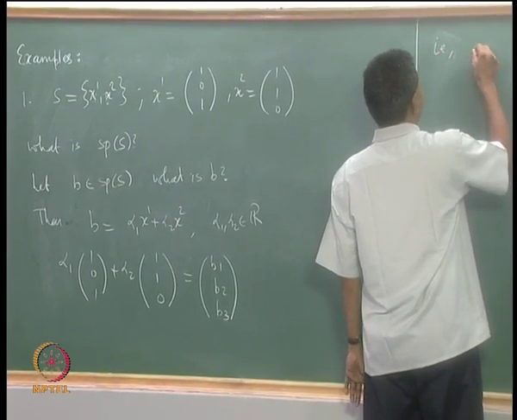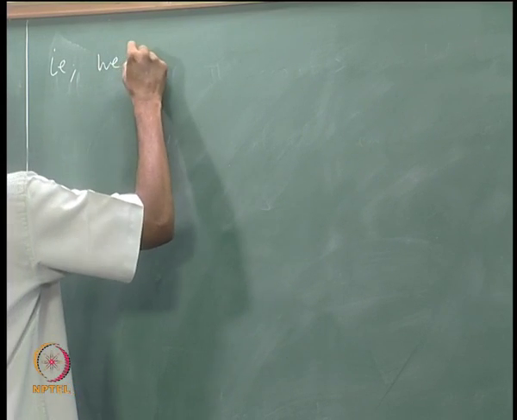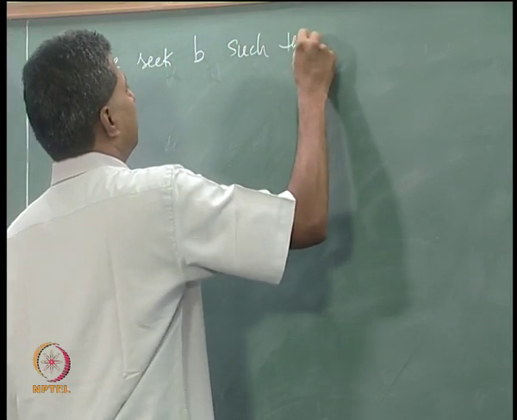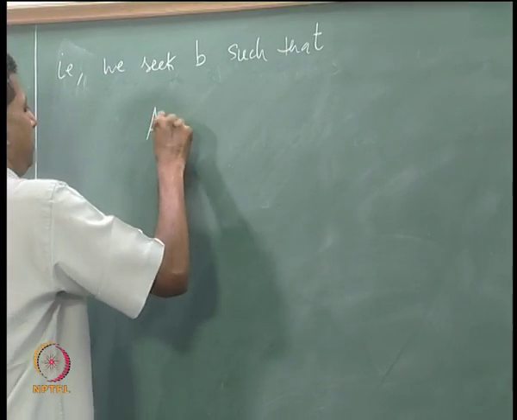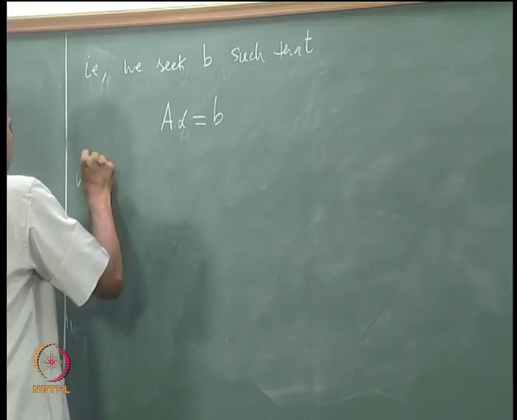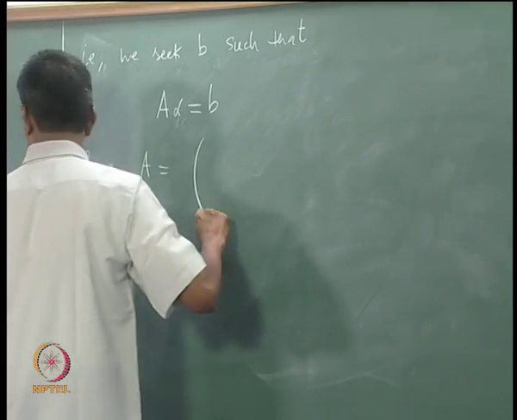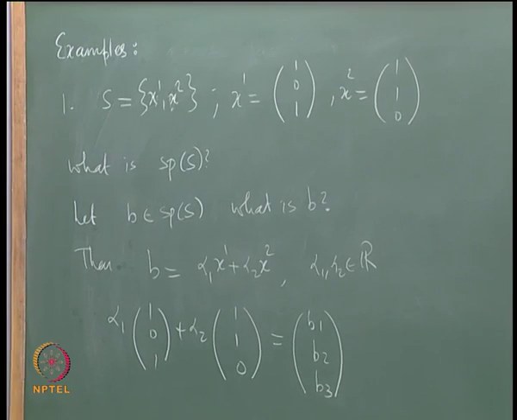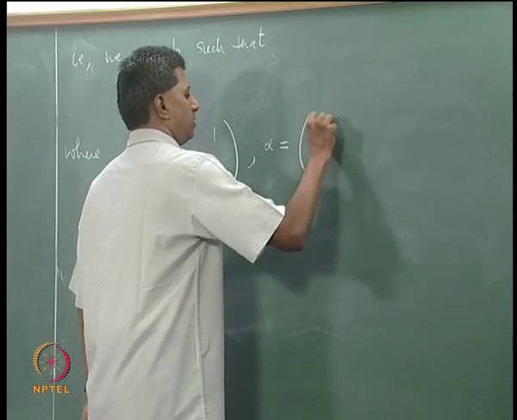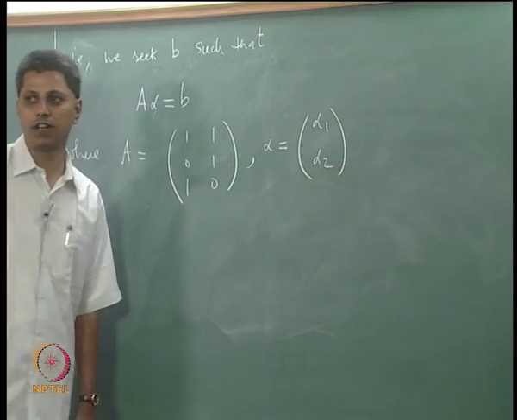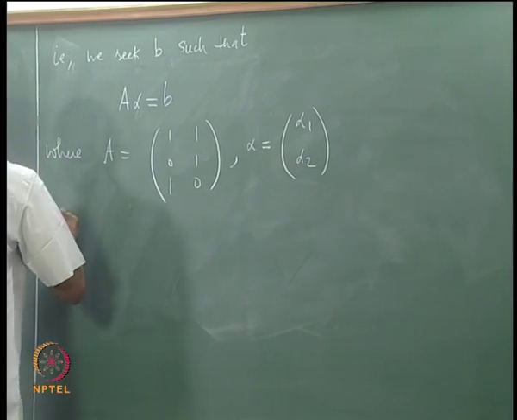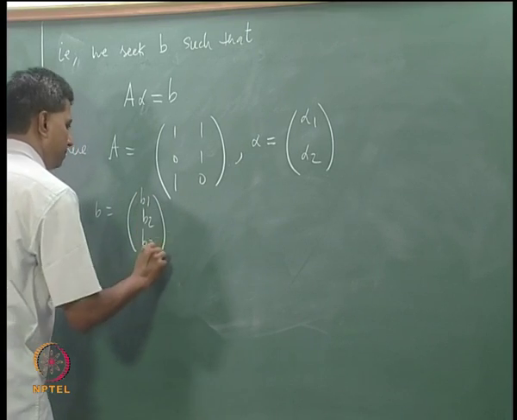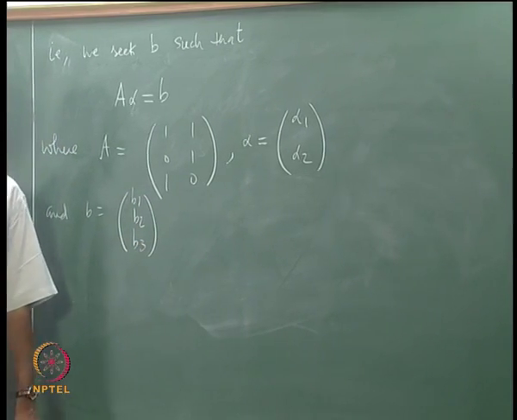Okay, just tell me if this is okay. That is, we seek B such that A alpha equals B, where A is the matrix whose columns are these two, (1, 0, 1) and (1, 1, 0). Alpha is the vector of unknowns, alpha 1, alpha 2, and B is of course B1, B2, B3. We are seeking to solve A alpha equals B.